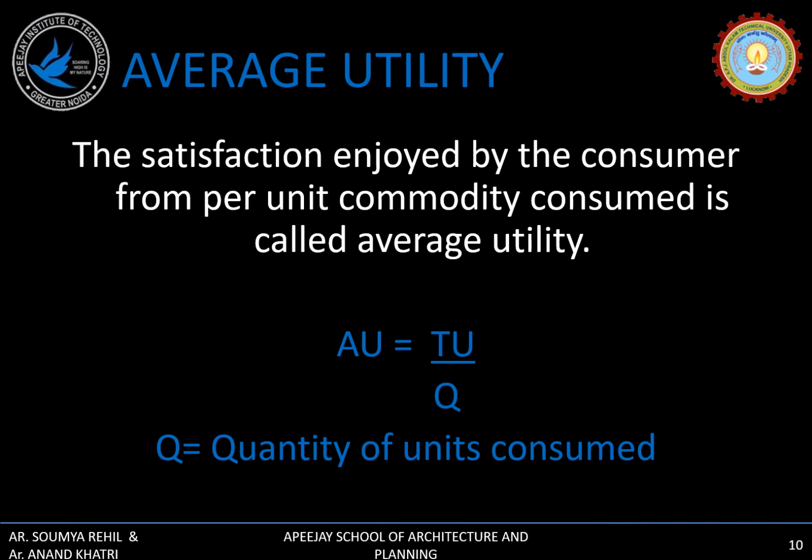Average utility. The satisfaction enjoyed by the consumer from per unit commodity consumed is called average utility. The formula is AU is equal to TU by Q, wherein Q stands for the quantity of units consumed.